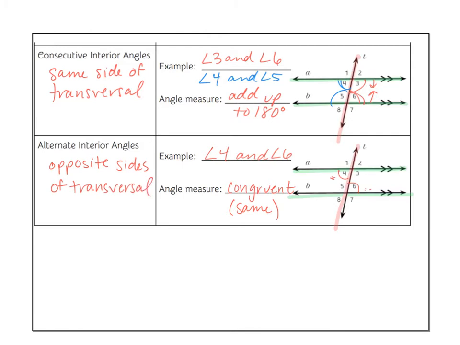Now there's one more pair. When you look at the picture, can you find one more pair of alternate interior angles? If you're thinking angles 3 and 5, you're correct. So 3 is here, 5 is here. See how they're inside the two green lines? And they're on alternate sides of the red one. So they're alternate interiors.